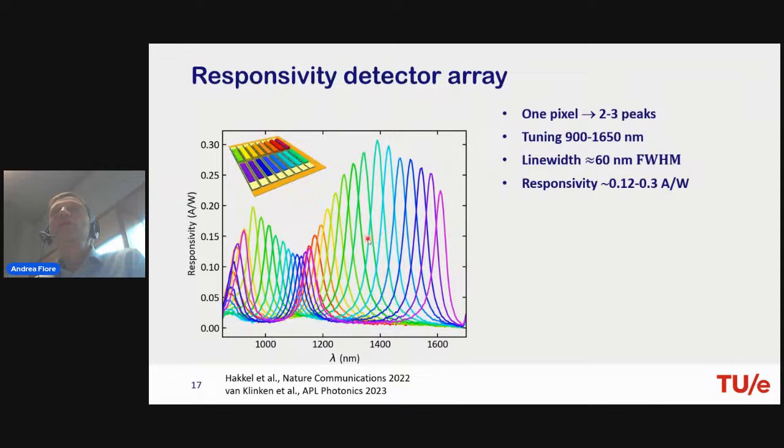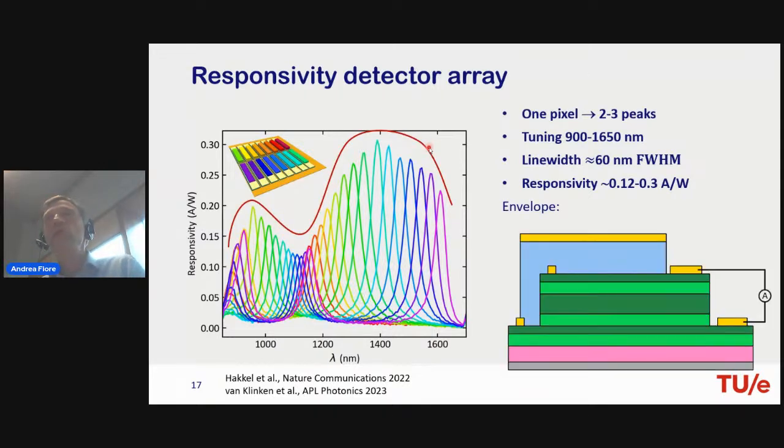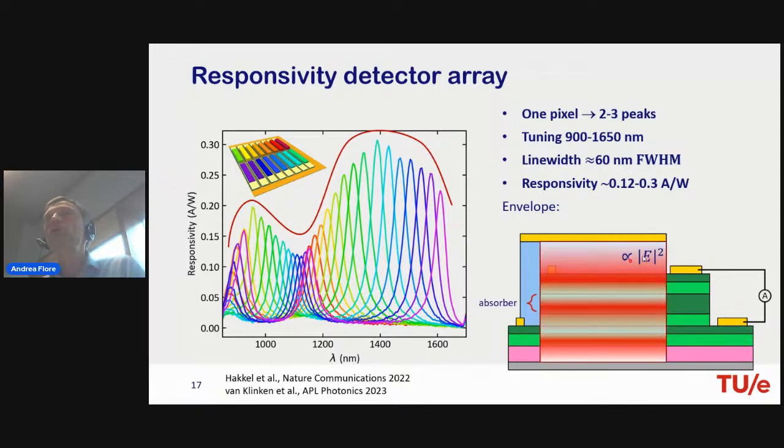Each of these peaks has a width of typically 50 to 60 nanometers, so it's relatively narrow, but not as narrow as you would have in a spectrometer. Another thing you see is that each pixel actually has multiple peaks. That is what you can expect from this kind of structure because you have multiple resonances. There's also an envelope, but this is due to the standing wave pattern that we create in the structure. Between the two mirrors there is a standing wave, with minima and maxima, and they overlap more or less with the absorber region. That's the reason why some wavelengths are a bit less absorbed than others.